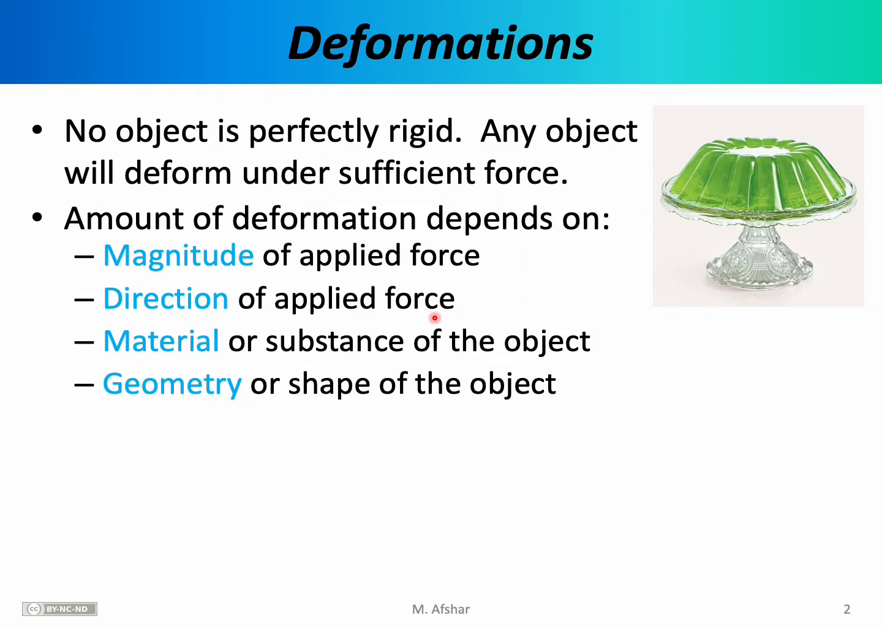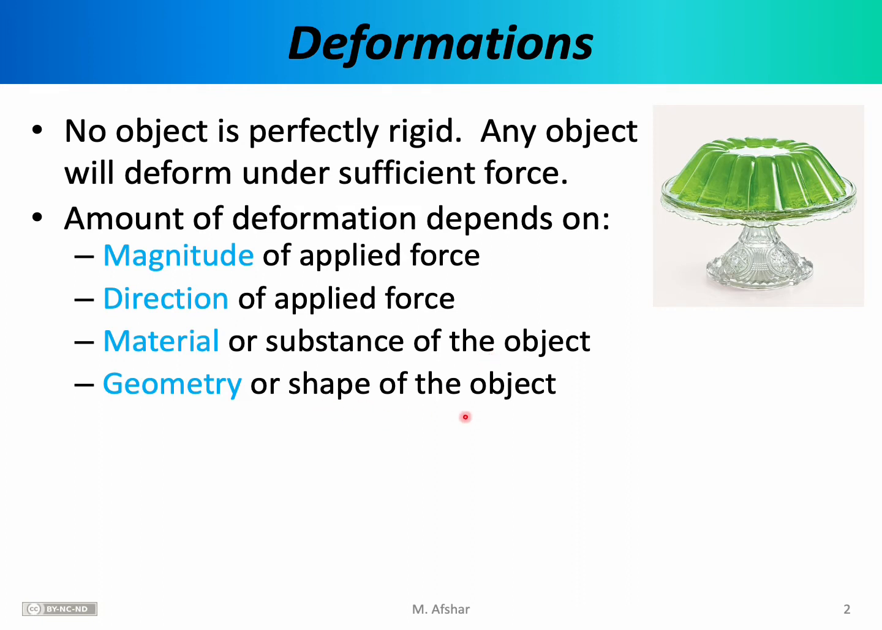Each one of these is considered a deformation, a changing of the shape, and which type of deformation we have depends on the direction of the force that was applied to the rod. The material or substance of the object is obviously very important as well. Some materials deform more easily than others. For example, rubber deforms much more easily than steel.